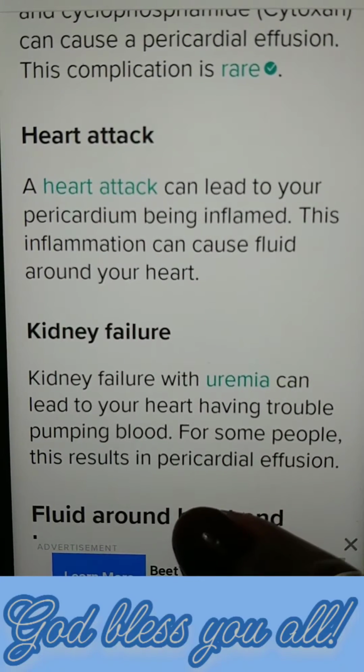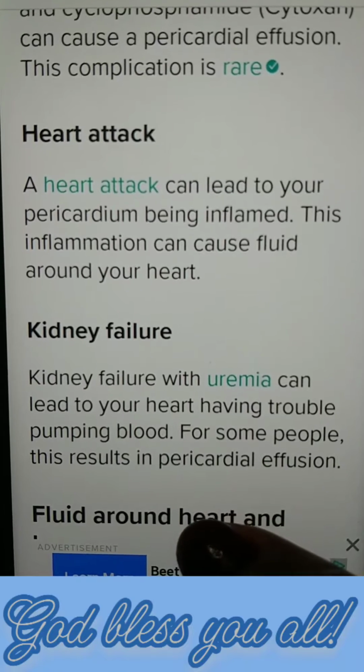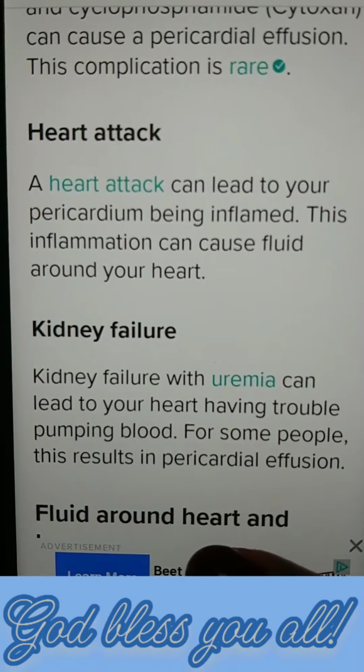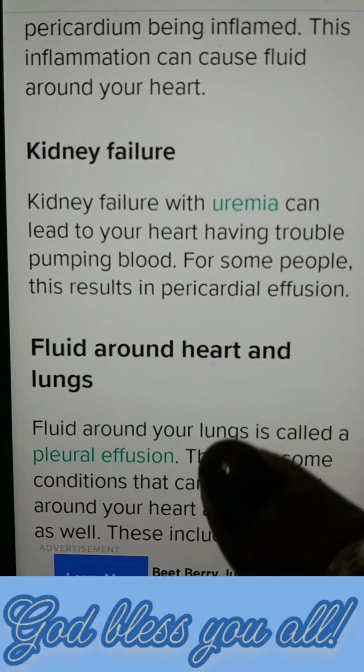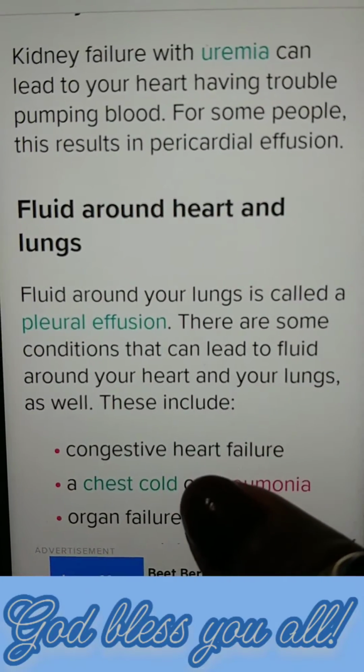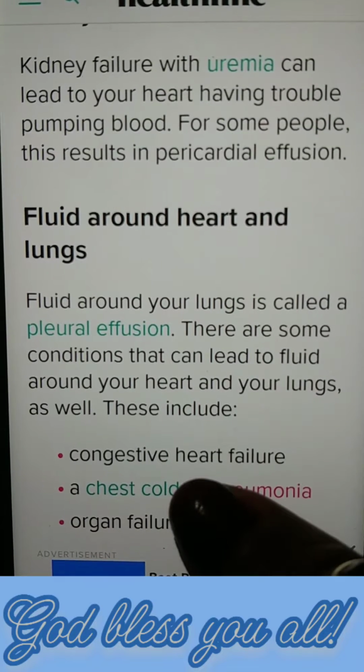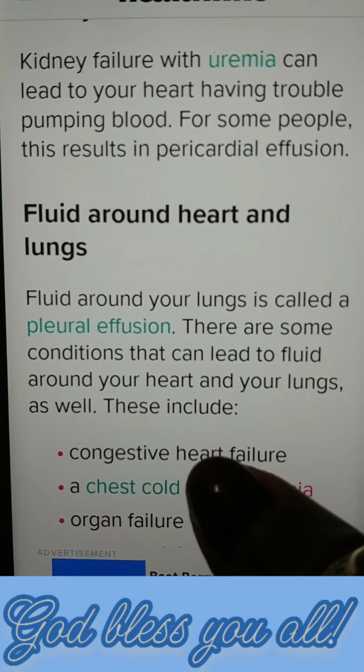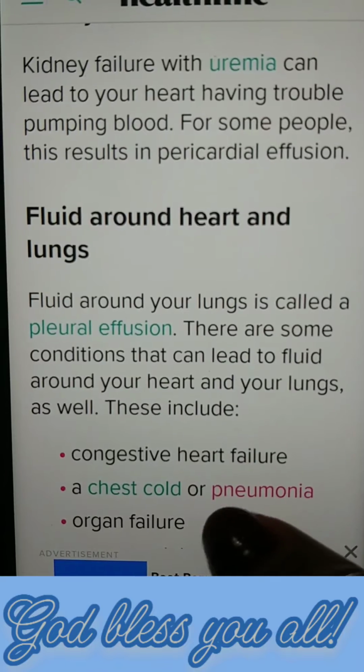Heart attack. A heart attack can lead to your pericardium being inflamed. This inflammation can cause fluid around your heart. Kidney failure. Kidney failure with uremia can lead to your heart having trouble pumping blood. For some people, this results in pericardial effusion.